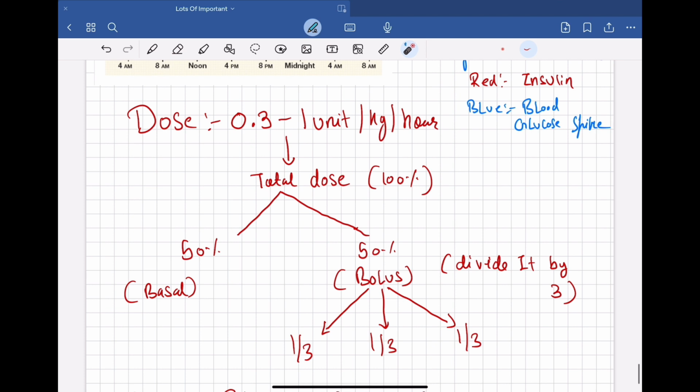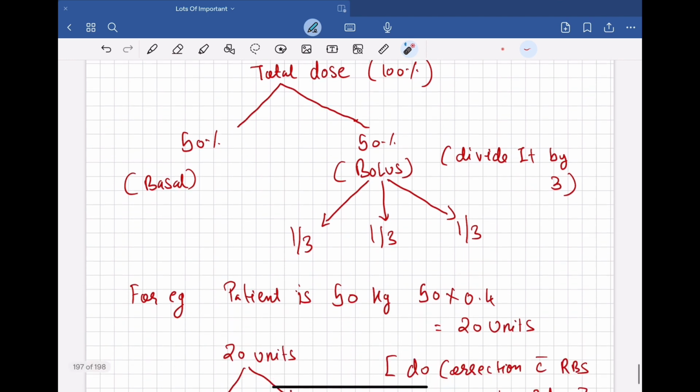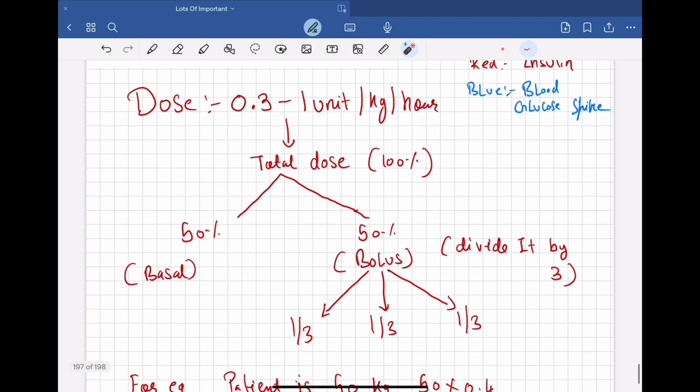Now coming to the dose section, you will take the patient's weight and multiply by 0.3 to 1 unit according to the insulin resistance of the patient or HbA1c value. You will choose the scale of this formula, 0.3 to 1 unit. Now, if the patient's weight is 50 kg and you multiply by 0.4, you will get 20 units. That will be your total dose, the 100% insulin.